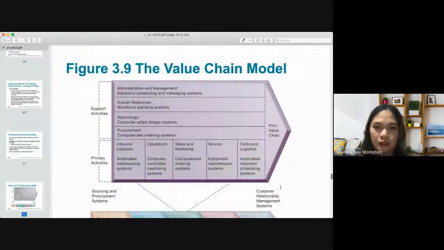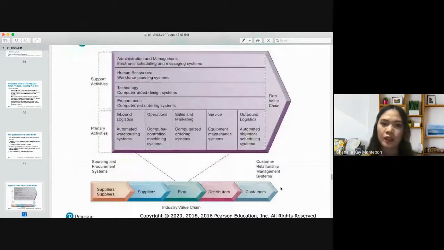So this is the value chain model. As mentioned, there are two activities, the primary activities and the support activities. So this is within the firm or the organization. Primary activities include logistics, both inbound and outbound, and then operations, sales and marketing, and service. And then the support activities, which support the primary activities, are admin, HR, technology, and procurement.